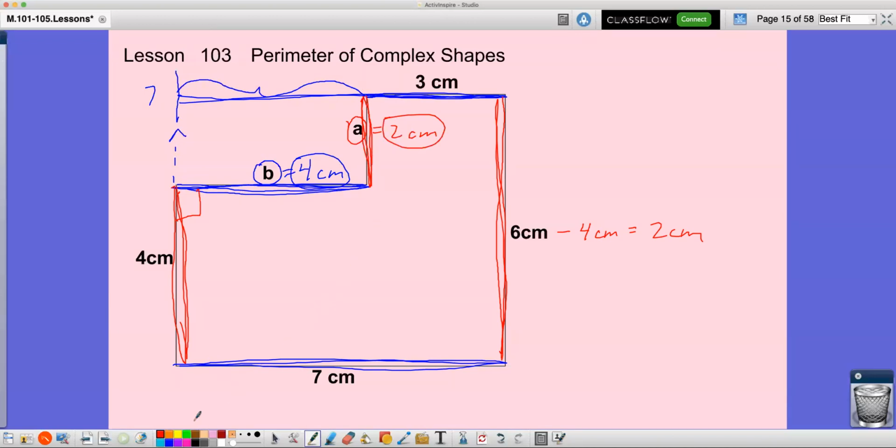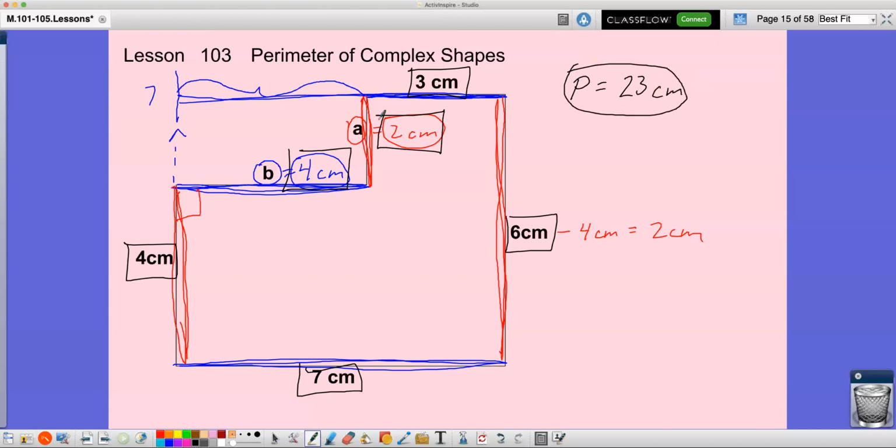What if the question asks, what's the perimeter? Well, the perimeter then is just this. I have this 6 centimeters plus this 7 centimeters plus this 4 centimeters plus this 4 centimeters plus this 2 centimeters plus this 3 centimeters. So if I do that, that's 6 plus 7 is 13, plus 4 more is 17, plus 4 more is 21, plus 2 is 23. So the perimeter of the complex shape is 23 centimeters all the way around this complex shape.